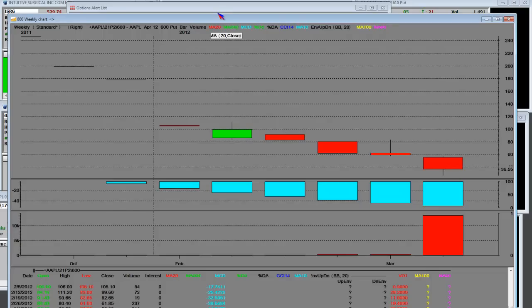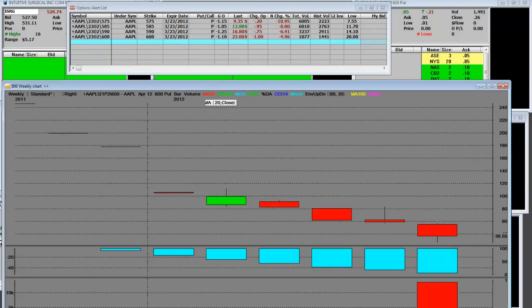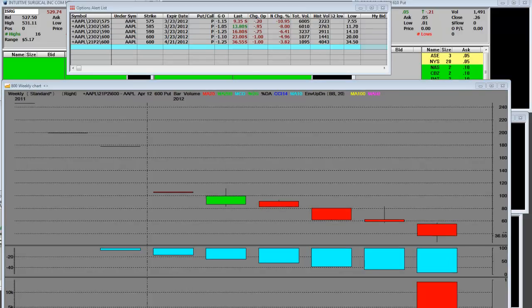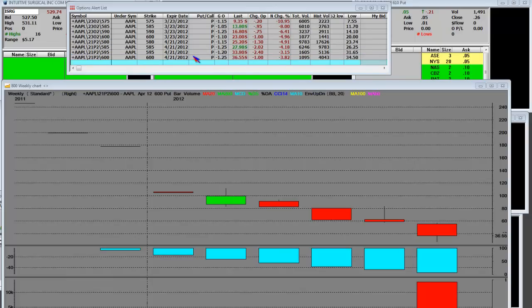So we're going to be watching that 600 for April. So let's put in April 600 MMT. We're going to burn that 595 for April. We're going to have that 585, and we're going to have the 580 all April.